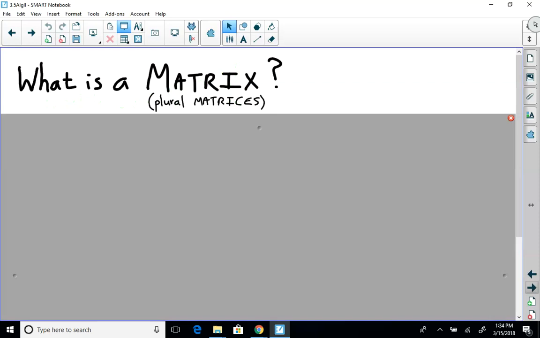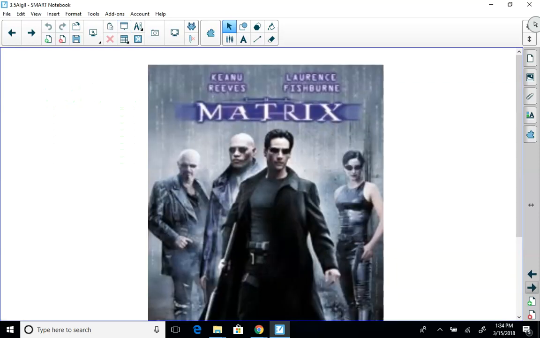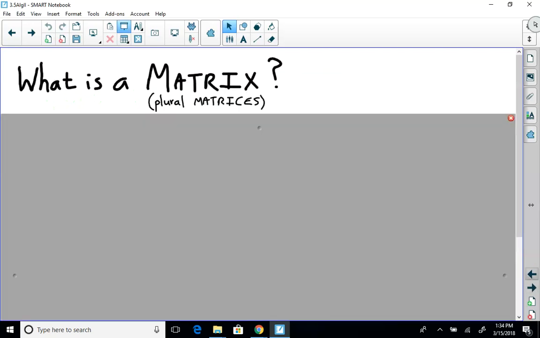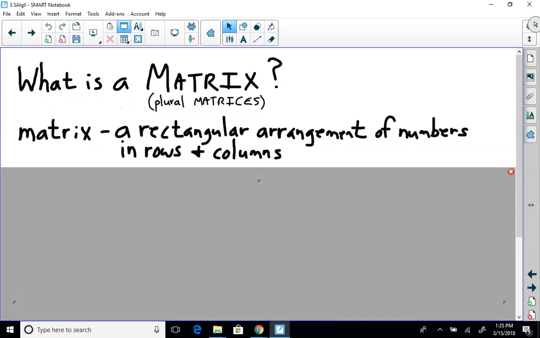Many students, when they hear the word matrix, think of the Keanu Reeves movie. And while that's a good movie, it really has nothing to do with matrices as we will study them in this video. I like to define a matrix as a rectangular arrangement of numbers in rows and columns, or even more simply, numbers in rows and columns. By the way, as you can see written here, the plural of matrix is matrices.